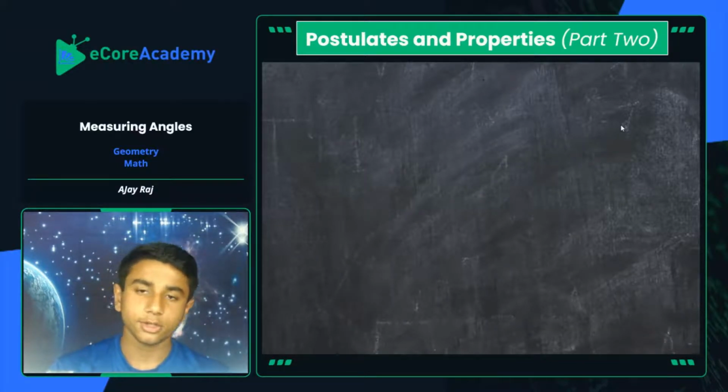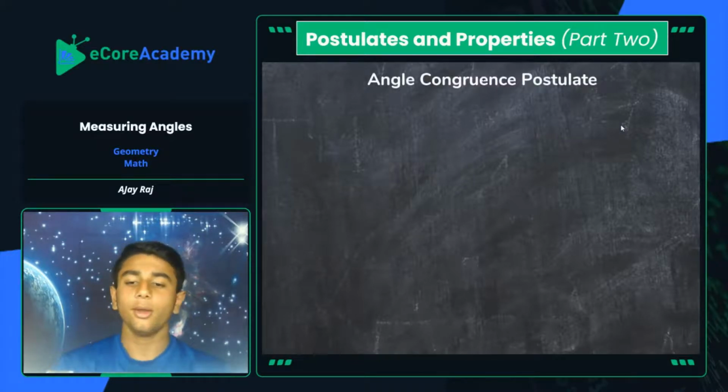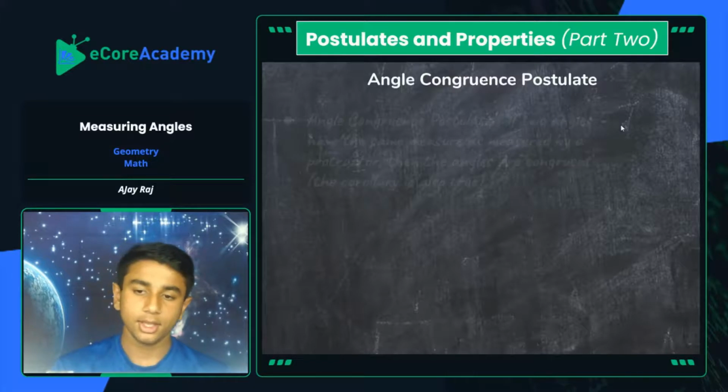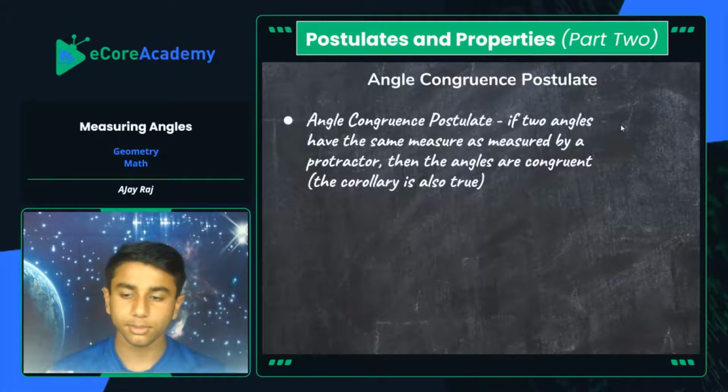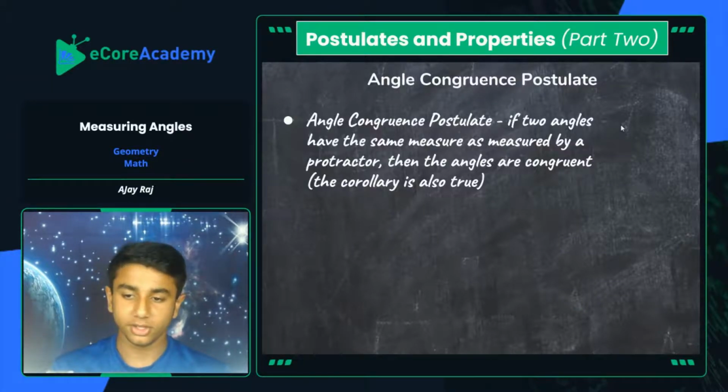On to our part 2 of postulates and properties. We have our second postulate, which is the angle congruence postulate. And the angle congruence postulate is very similar. It's very simple, sorry. It states that if two angles have the same measure as measured by a protractor, which is our tool of measuring, then the angles are congruent. And the corollary is also true, which basically states that if two angles are congruent, they must have the same measure as measured by a protractor.